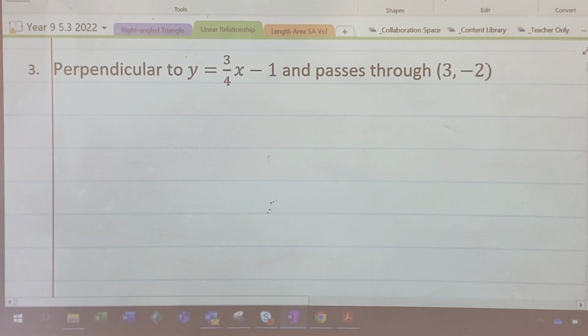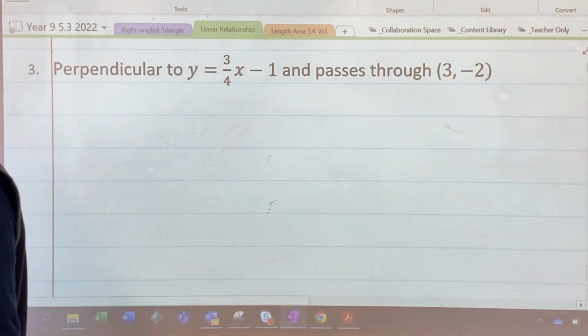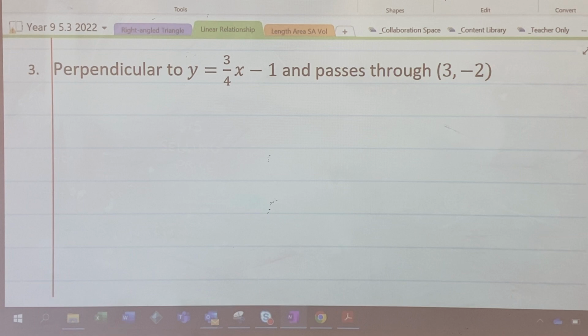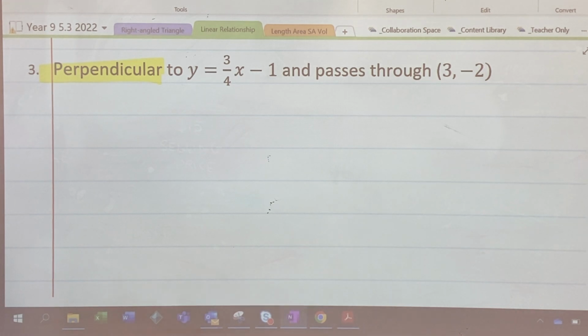Last example, and then we're completely done. We want to find the equation of the line that's perpendicular to this and passes through a point. Once I read this word, what does my mind tell me? What should I be thinking? The gradient will be minus 4? At the moment it's 3/4, right? What's my new gradient? Negative 4? Think about it. Somebody said negative 1.